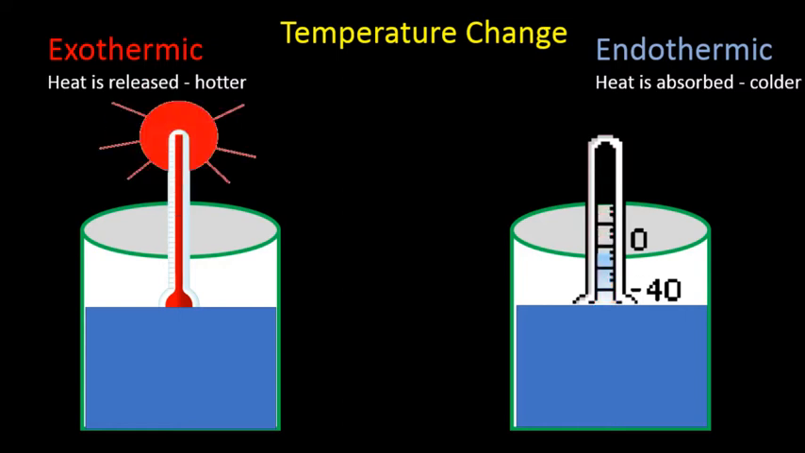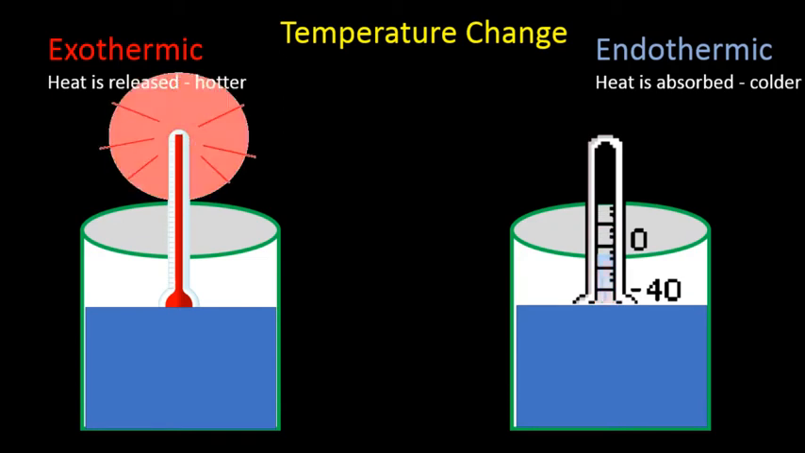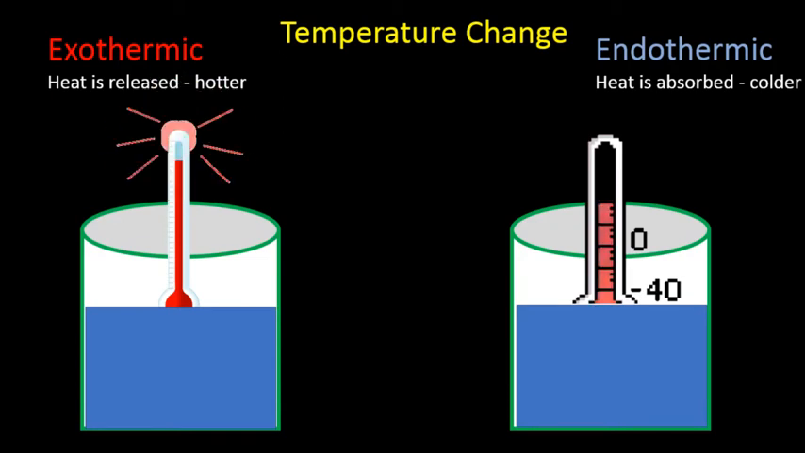All right, so temperature change can be exothermic, heat being released and getting hotter, or endothermic, heat being absorbed and getting colder. Those two terms can be very confusing. So take time to make sure you understand those two terms.